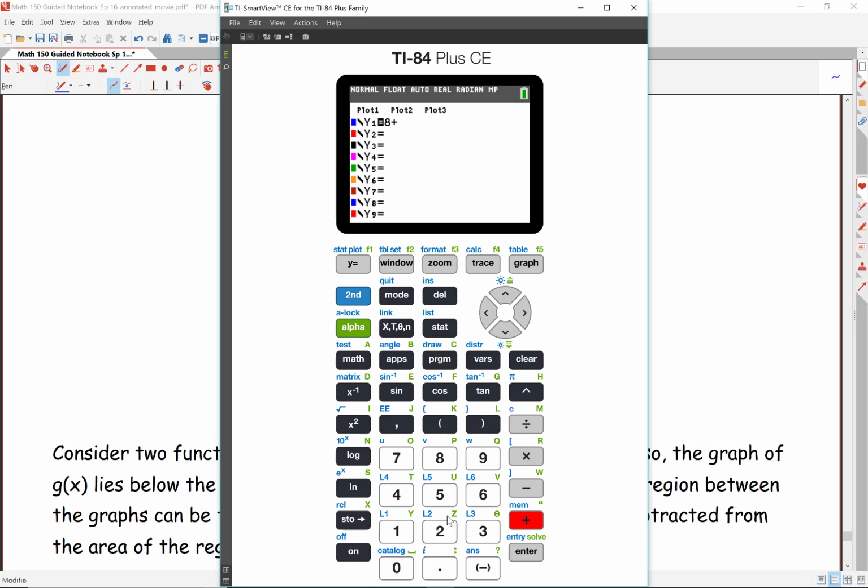plus x, and then minus 2x squared or something like that, as one of our curves. And then suppose we had another curve that's just, let's just do x squared.